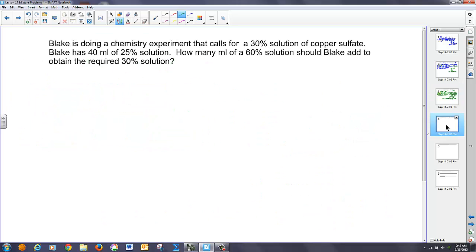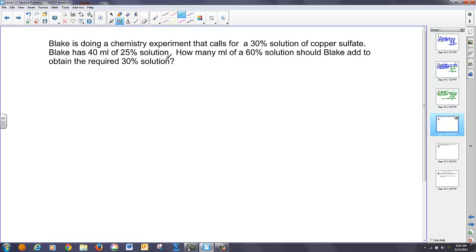Alright, now this problem is very similar to the coffee problem. It says this kid's doing a chemistry experiment where he's mixing a 30% solution of this copper sulfate, and he's got 40 milliliters of a 25% solution, and we want to know how many milliliters of a 60% solution should he add to this 40% solution to make a 30% solution.